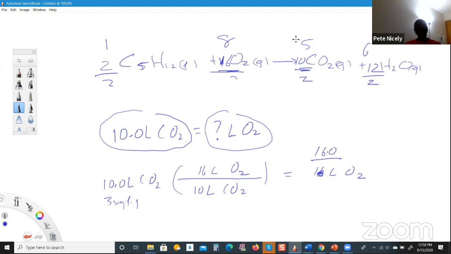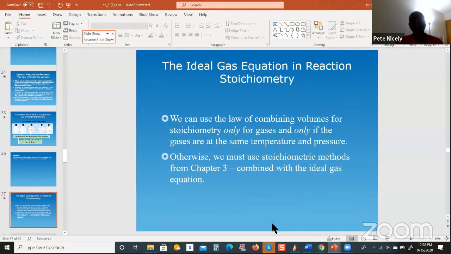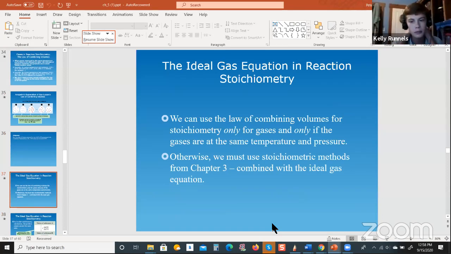So if there are no questions on this, let me go back to the PowerPoint here, and let's talk about other situations of gas stoichiometry. Now, all the examples that we have looked at before in terms of gas stoichiometry, we were assuming that the temperature and pressure for all the gases are the same. As you can imagine, that may not be so in our cases. So we have to know how to deal with that.